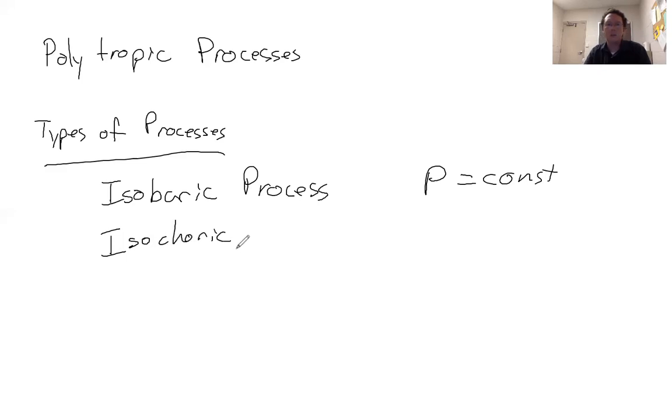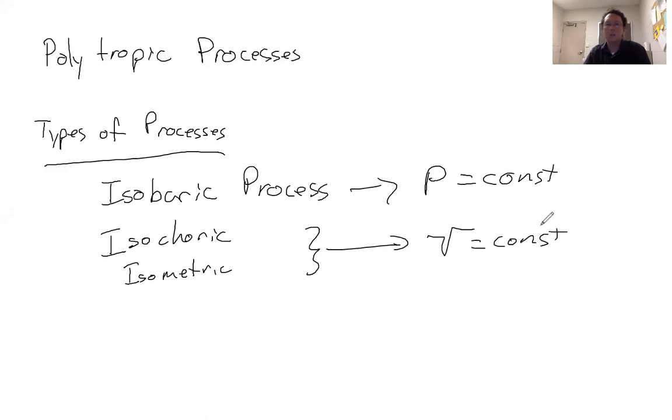Or I've also seen this called isometric. Same thing. And these both mean the volume is constant. We've had isothermal. These mean temperature is constant.